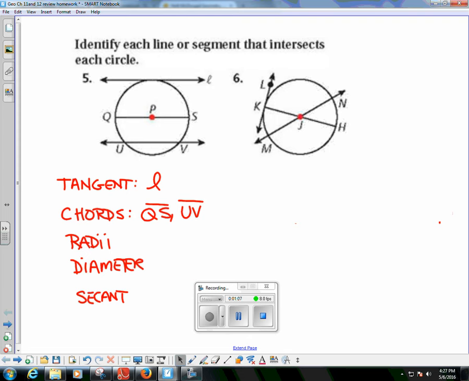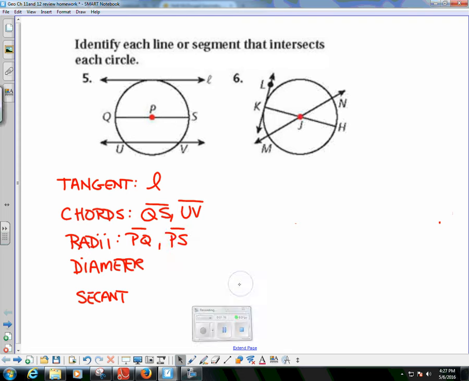So when it gets to the radii, I'm going to talk about segment PQ, and I'm going to talk about segment PS. Those are my two radii. My diameter is segment QS. And then I'm going to talk about my secant. My secant is the line that goes through the circle at 2 points. So I'm going to say UV, and keep in mind that the notation for the secant is the double-headed arrow. So that's all the chords, the radii, the secants, the diameter, the tangent lines for problem number 5.